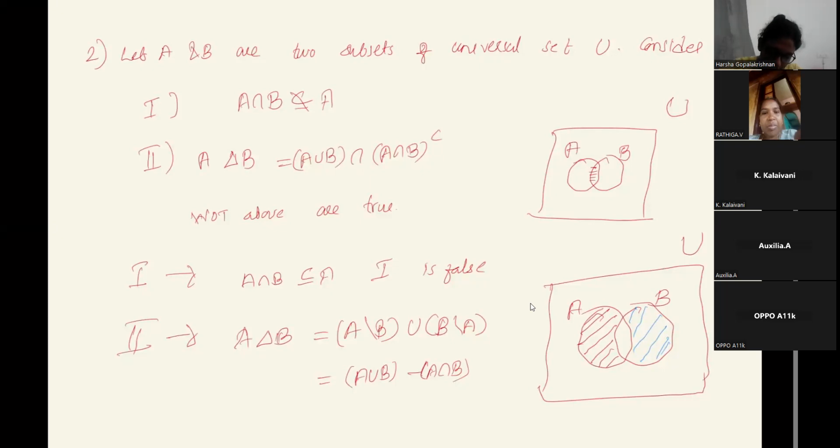We can see that it is the same as A union B minus A intersection B. What is A union B? These two shaded regions plus the intersection region. So if we remove A intersection B from here, then it is the same as A difference B union B difference A. So these two are equivalent. Is this okay for everyone? These two statements are equivalent. Is this clear? Yes, ma'am.